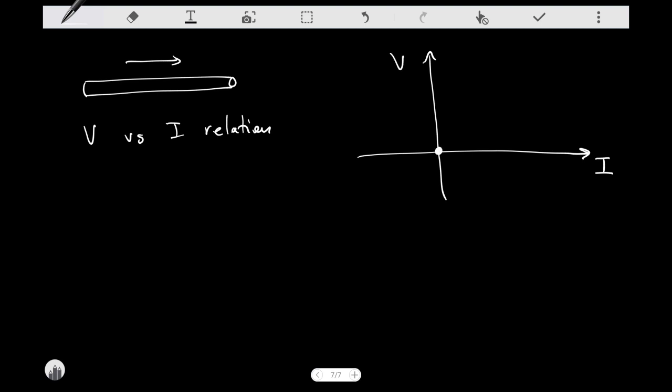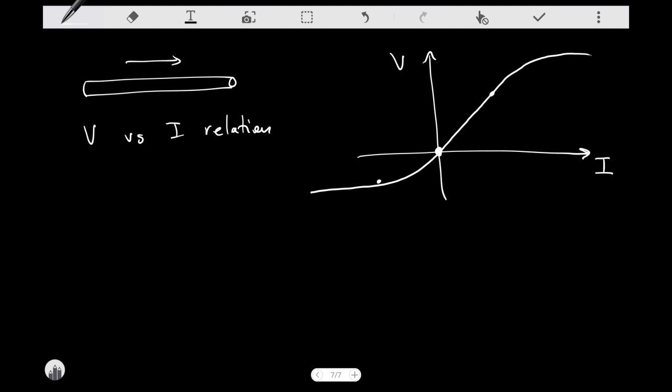So we know that when one of them is zero, the other one is also zero. And when one of them is positive, the other one is also positive. And so on. If one of them is negative, the other one is negative. So if I connect all the points, I'm going to obtain some kind of a curve in here. So that gives us the potential drop versus the current relationship.